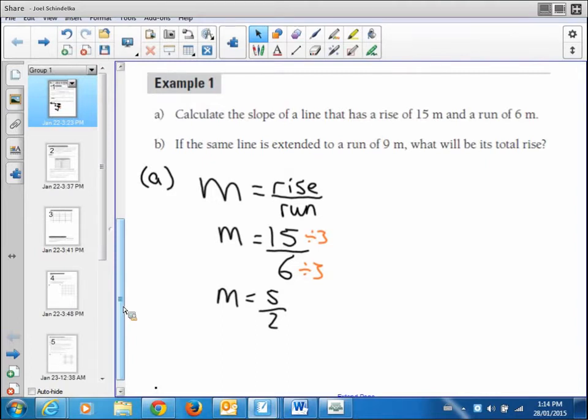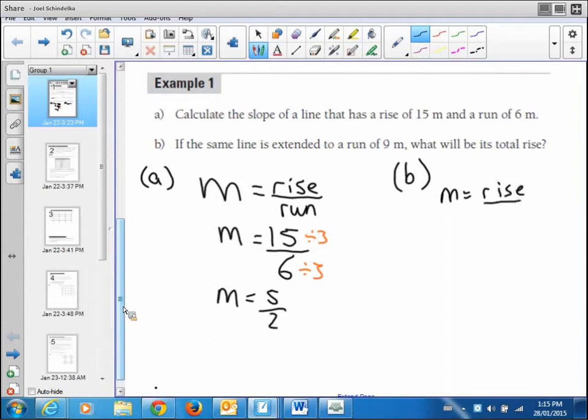And how about the next one? If the same line is extended to a run of 9 meters, what is its total rise? So what we're saying is this is the same line. Slope is rise over run. So I'm going to write it down, just because I like the words. Rise over run. Now think of this.